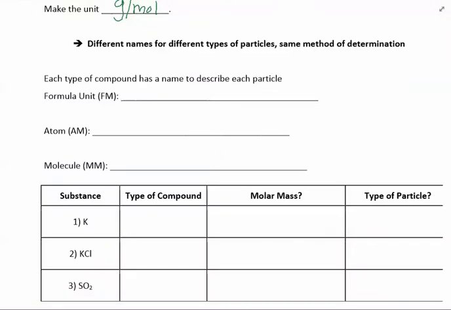We have 3 different types of compounds: formula units, atoms, and molecules. Each of these represents a specific type. Generally we can call all of them particles, but specifically they stand for something else. Formula unit is for an ionic substance.